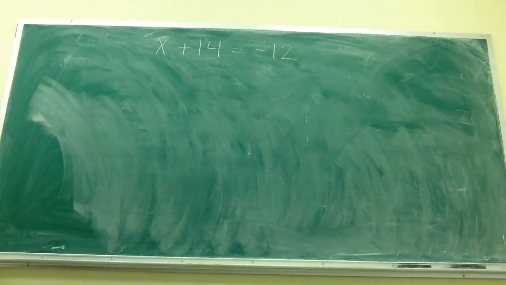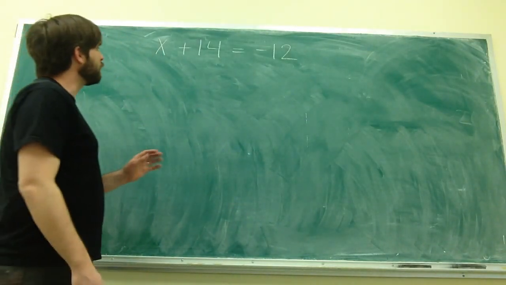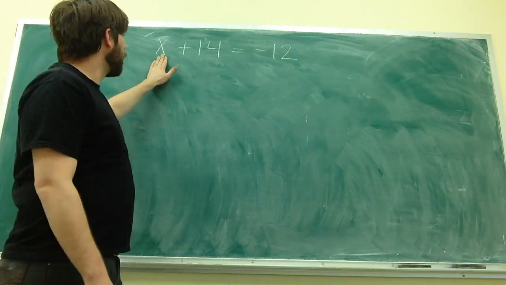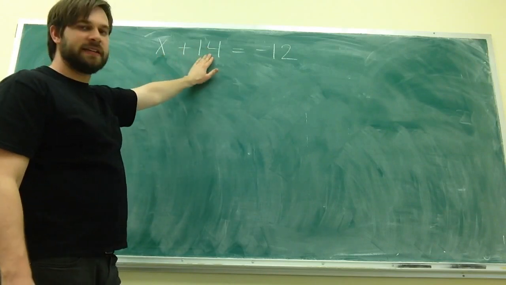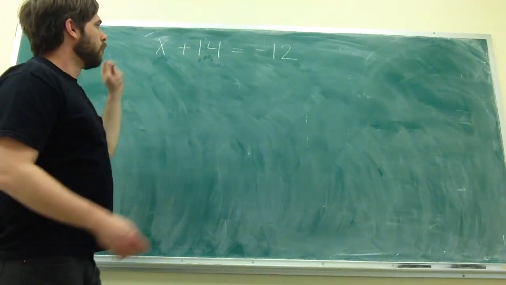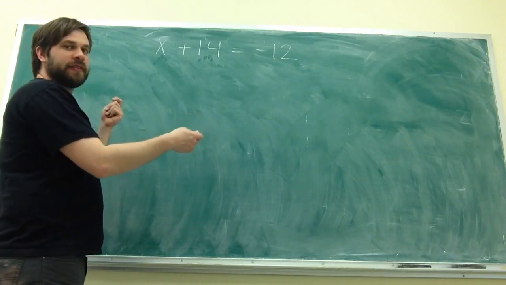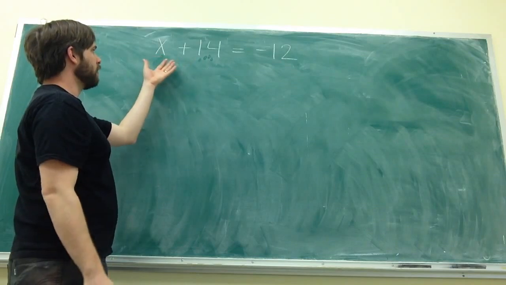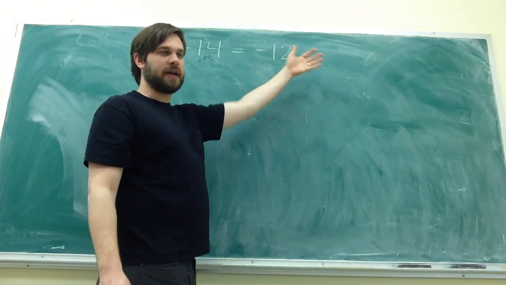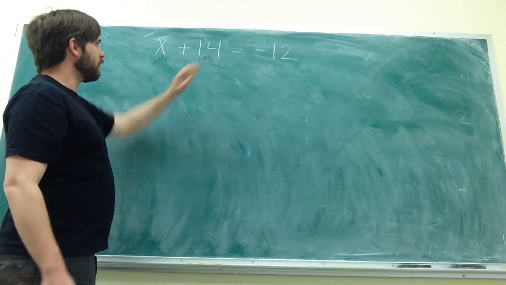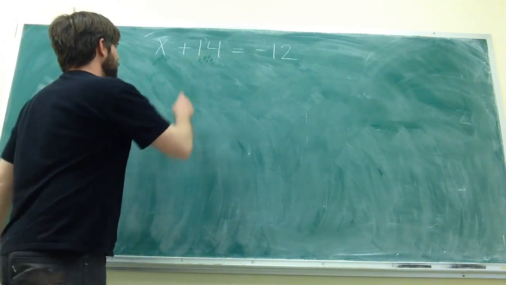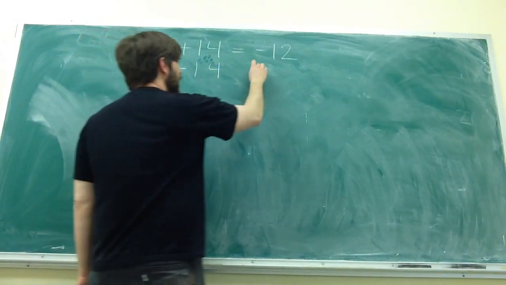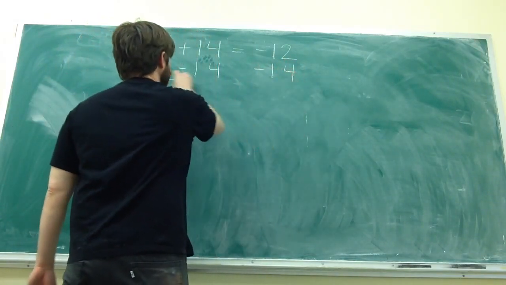So here we start with x plus 14 is equal to negative 12. If I want to get this x alone on the left side, I need the 14 to not be there. We can always balance equations out by doing the same thing to both sides of an equation. So if I add a number to the left side, I have to add that number to the right side. If I want to get rid of the 14, since it's plus 14, we'll subtract 14. And if I subtract 14 from one side, I need to subtract it from the other.